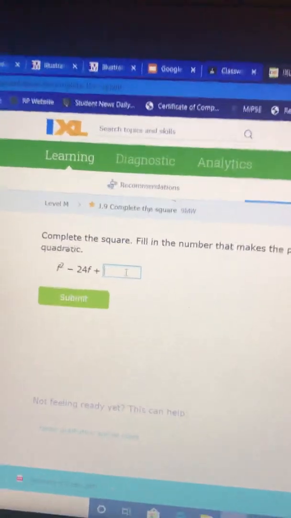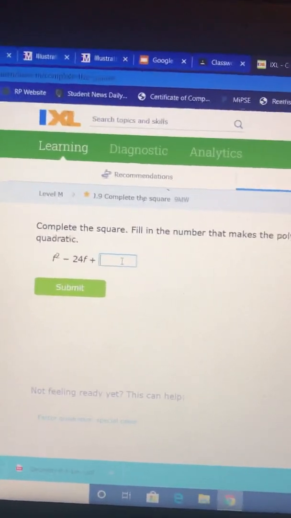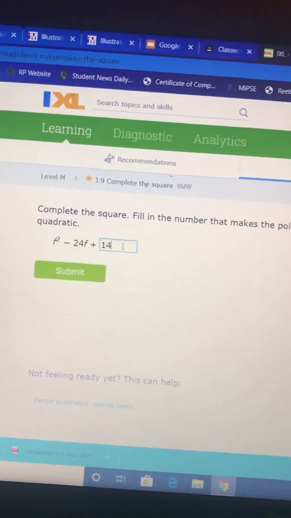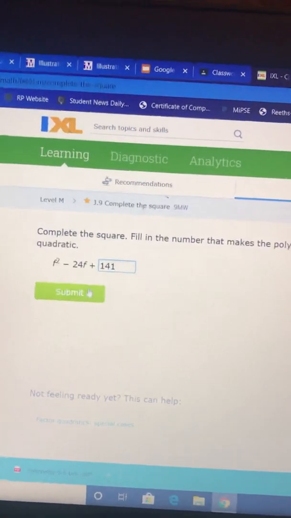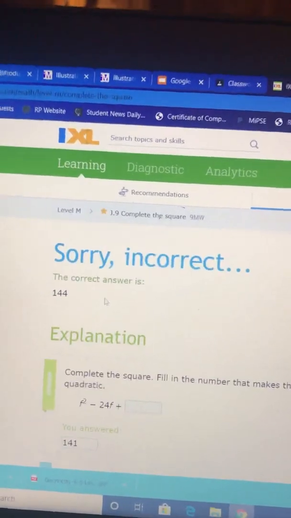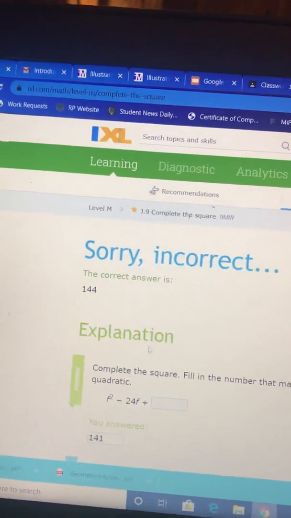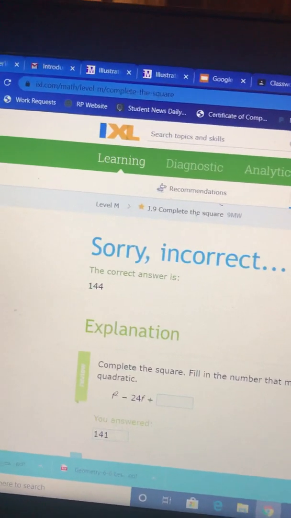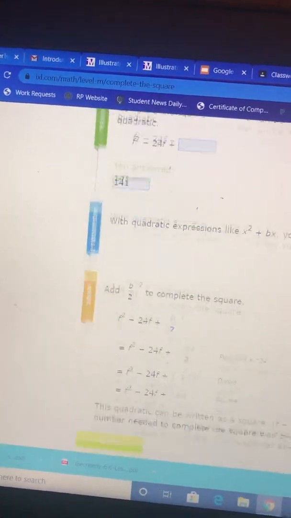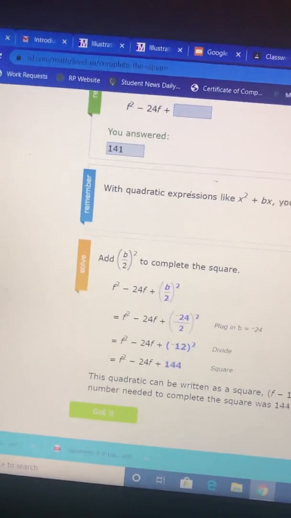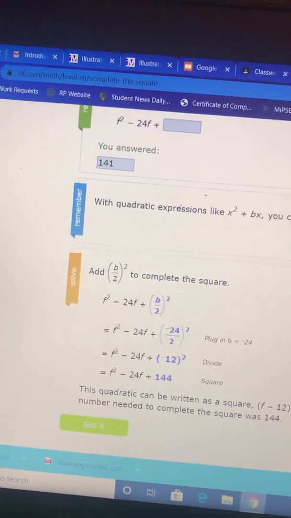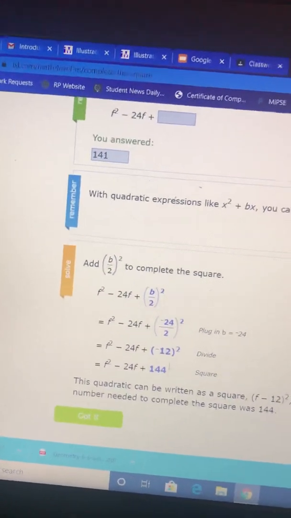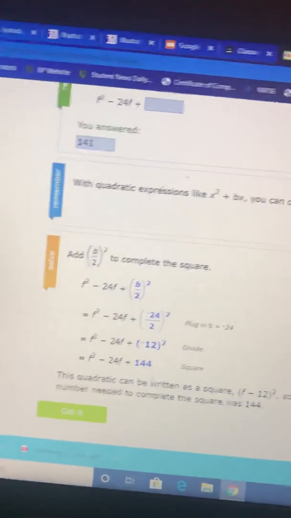So now I'm going to enter a wrong answer here. Half of 24 is 12, and I'm going to say, oh, that's 141. I know that's wrong. And then let's see what happens. Sorry, it's incorrect. And then here's an explanation, right? So it's offering you some help, which is awesome. So if you didn't understand how to do this and you got it wrong, then when you scroll down, they're going to help you out.